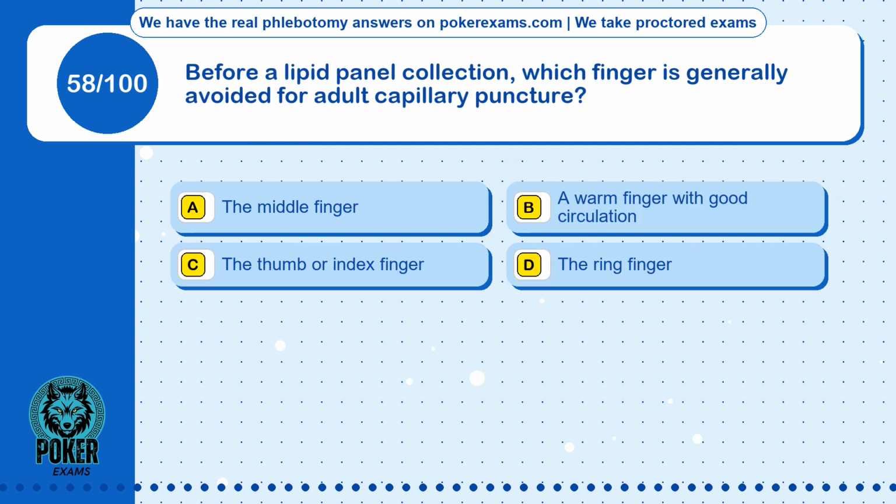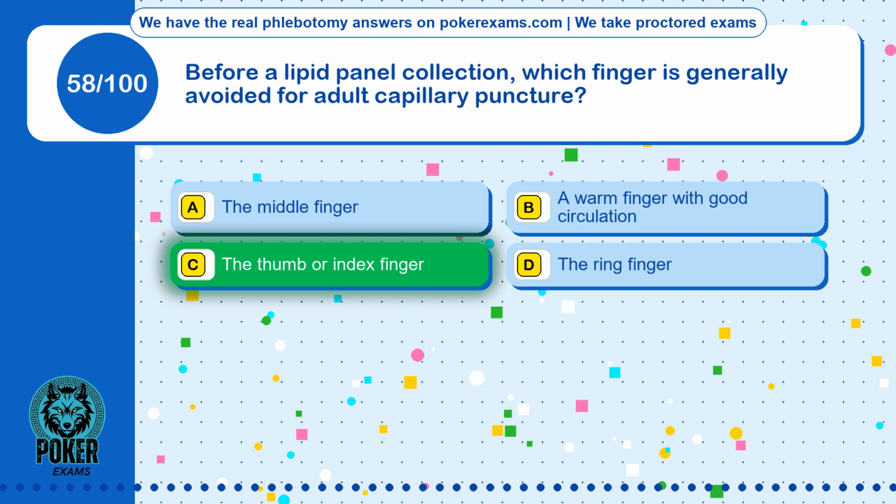Question 58. Before a lipid panel collection, which finger is generally avoided for adult capillary puncture? Option A. The middle finger. Option B. A warm finger with good circulation. Option C. The thumb or index finger. Option D. The ring finger.